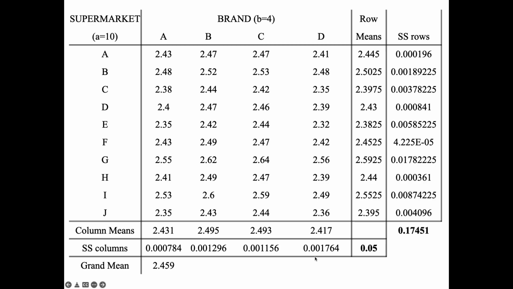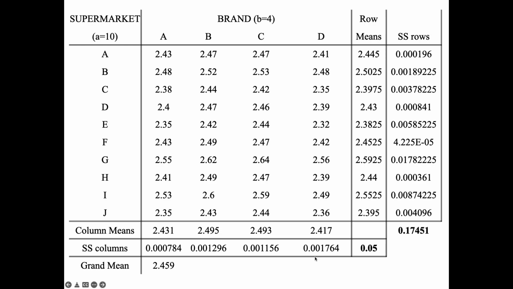we would find the grand mean. To find the residual term for this example, we would take for the combination of brand and supermarket, brand A and supermarket A, brand B and supermarket A, brand C and supermarket A, and brand D in supermarket A, we basically take the cell mean, I'm going to put this in quotes, minus the row mean, minus the column mean, plus the grand mean, and we take that and we square it.